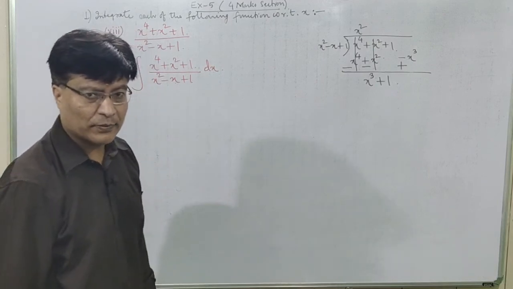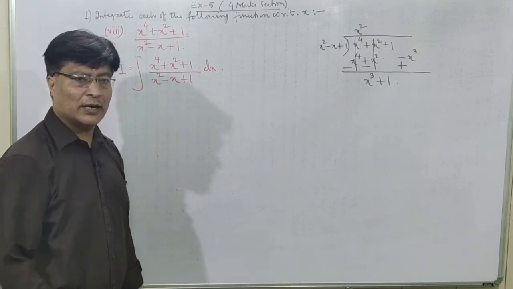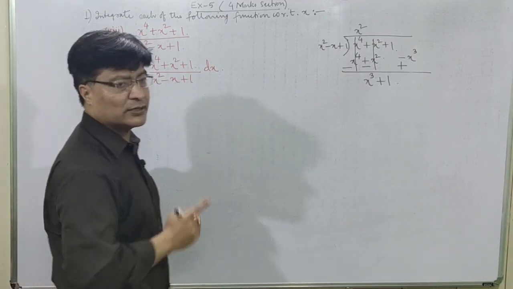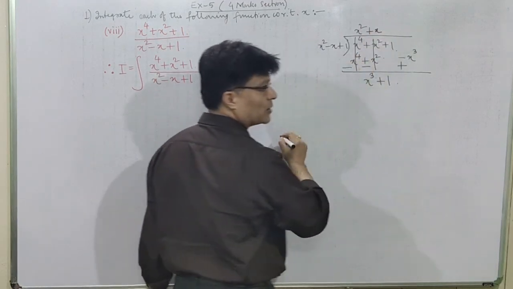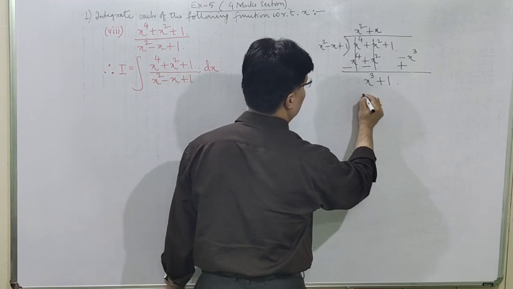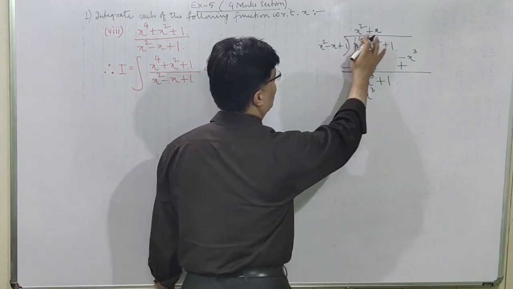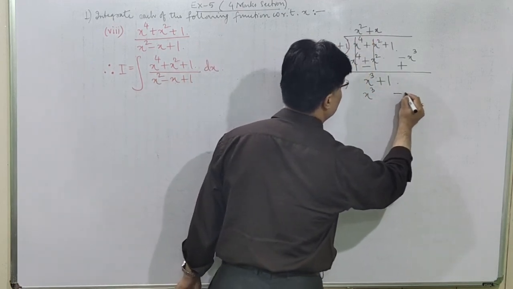Is that clear? So next again x cube is there, there is x square, so it should be multiplied by x now, plus x. So plus x into x square, that is your x cube, plus into minus minus x square.